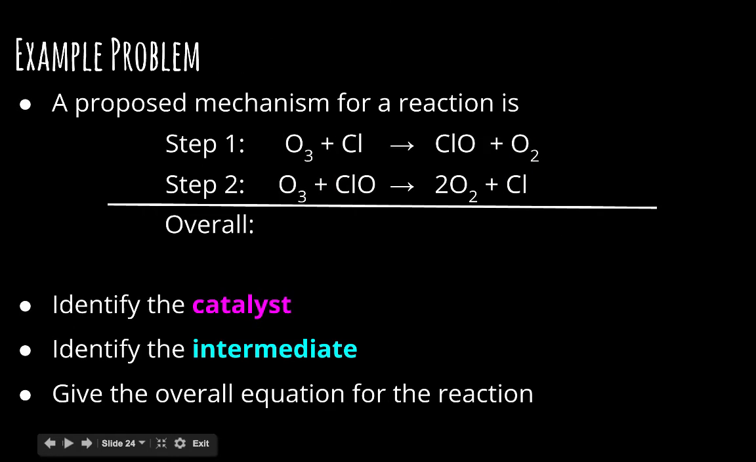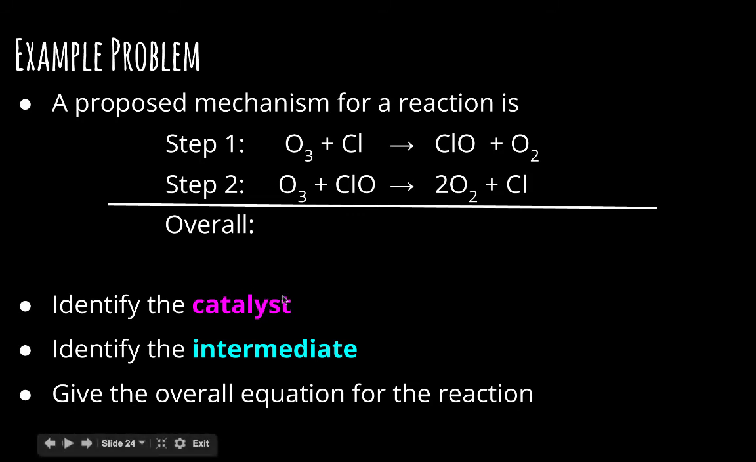So let's look at an example problem here. Here's the proposed mechanism for a reaction. You've got your 2 steps, and we don't know what the overall equation is because that's one of the things we're going to find out. What we want to figure out is what is the catalyst, what are the intermediates, and then what is the overall equation for the reaction.